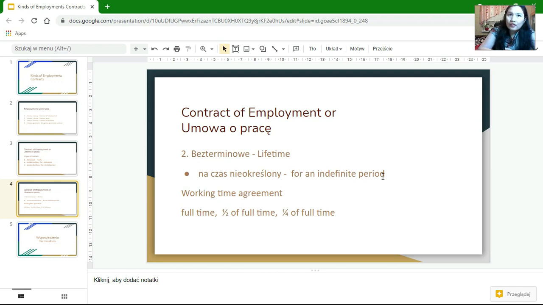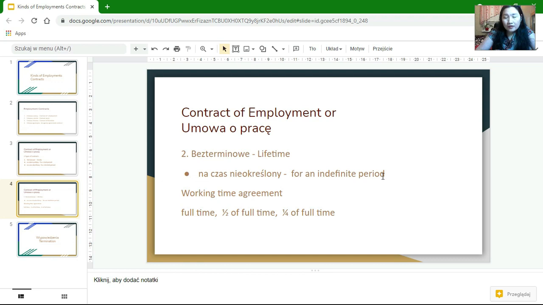That's the law that came out last year, in 2019. Yes, in 2019 that kind of law came into effect. So that's the process of the contract of employment here in Poland.